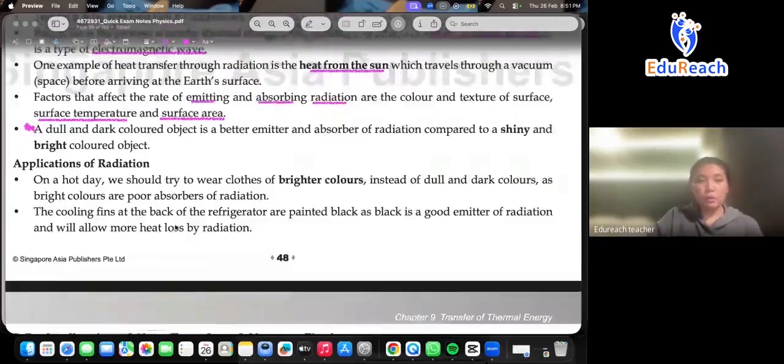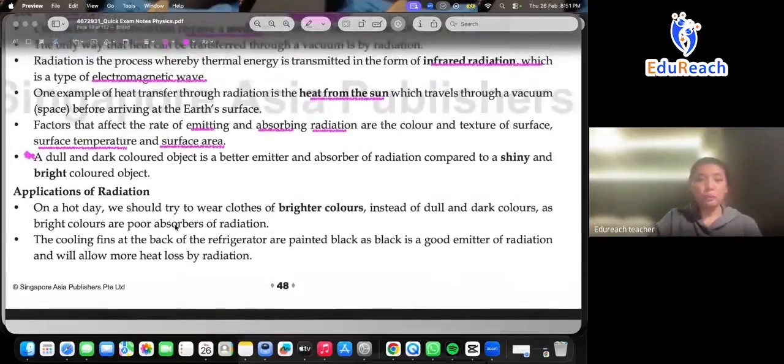So applications of radiation. When it is a hot day, we should try to wear clothes of brighter colors instead of dull and dark colors, because bright colors are poor absorbers of radiation. So then we will not get as much radiation very close to our skin, so it will be more cooling.